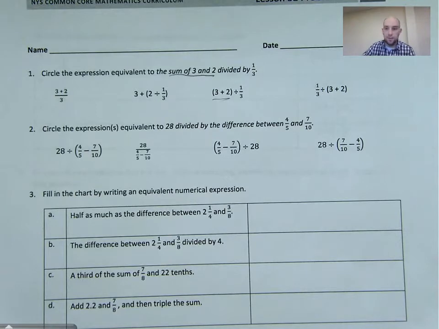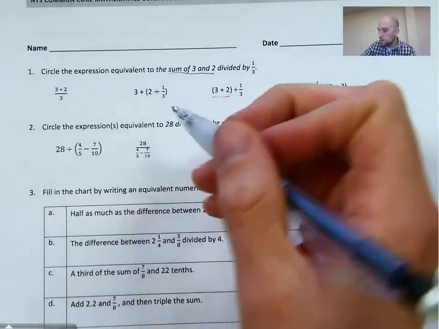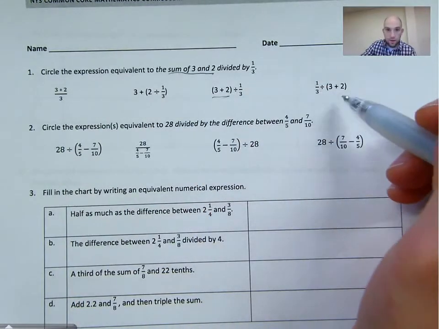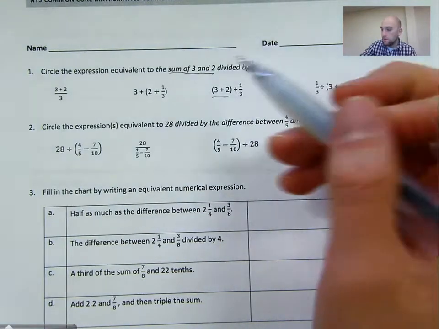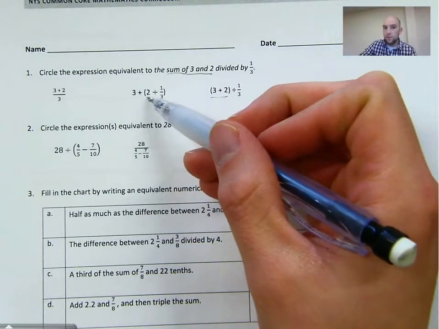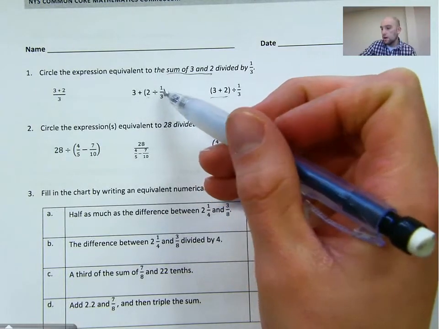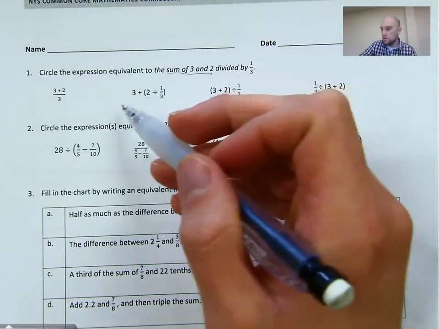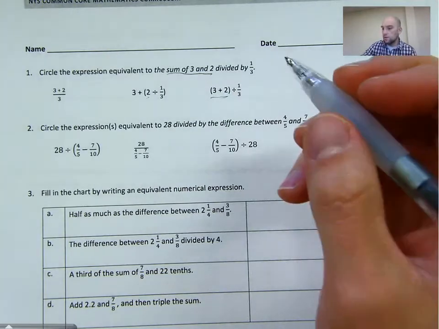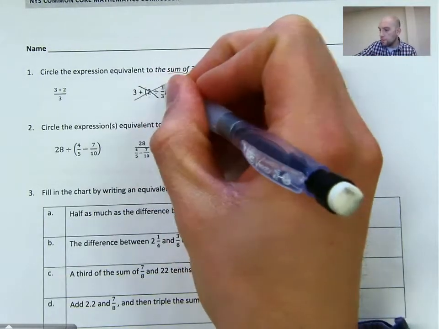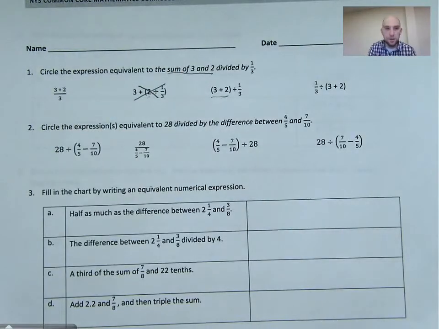So I'm looking and I see 3 plus 2 here, 3 plus 2 here, 3 plus 2 here. This one looks like 3 plus the quotient of 2 and 1/3. So this isn't going to be 3 plus 2, so I can cross this one out. That one's not going to be our answer.